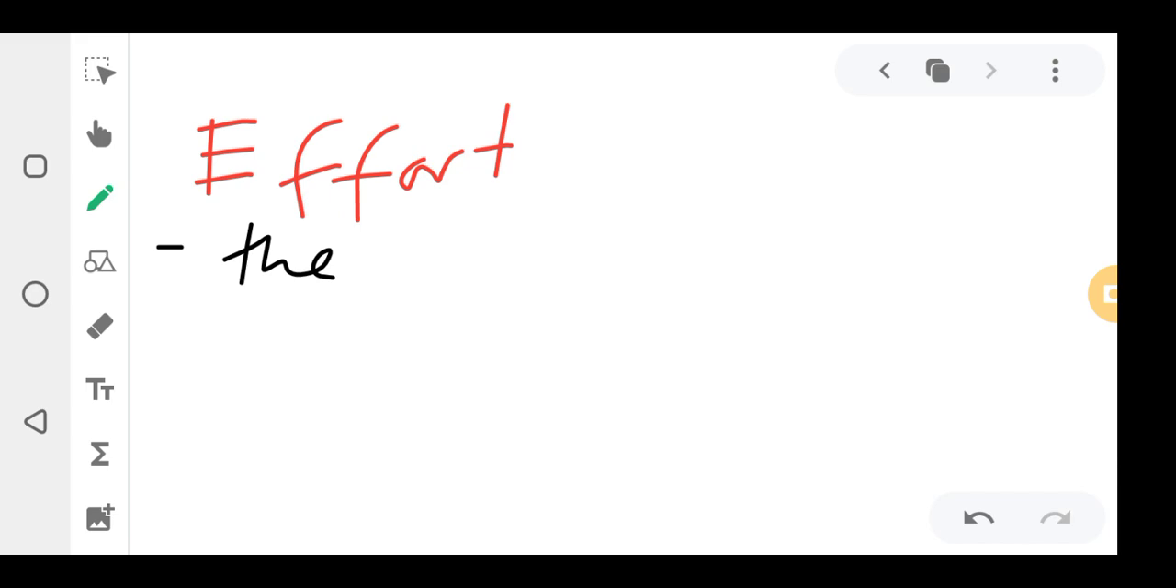So under machines, there are certain things that will be a bit familiar that you are going to keep on using. This word effort is usually used in simple machines. What is effort? Effort simply means the applied force. I mean the force that you apply on something. If you're pushing something, for example, maybe you're pushing a box and so on, it's called effort.